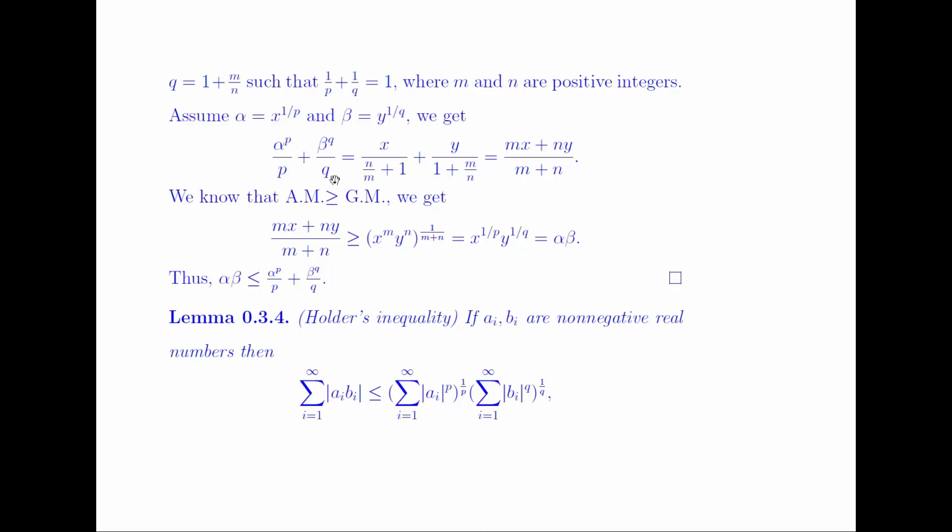So x raised to power 1 by p, we have already assumed, is equal to alpha, and this is equal to beta. So we get this is equal to alpha into beta. Because this part is equal to mx plus ny over m plus n, we get that alpha into beta is less than or equal to alpha raised to power p over p plus beta raised to power q upon q. So we get the result.